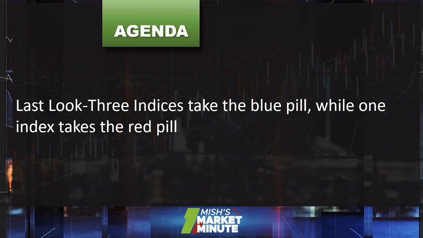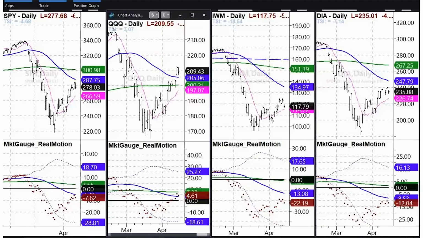Now, let's go and take a look here at the last look at 3 indices that took the blue pill and 1 index that has swallowed the red pill. And that now is looking at the 4 indices, the S&P 500, the NASDAQ, the IWM or the Russell 2000, and the Dow Jones Industrial.